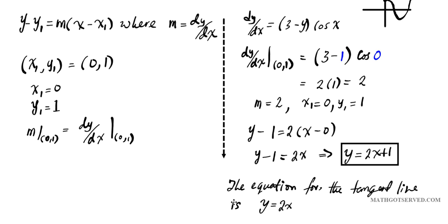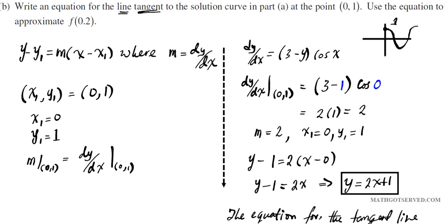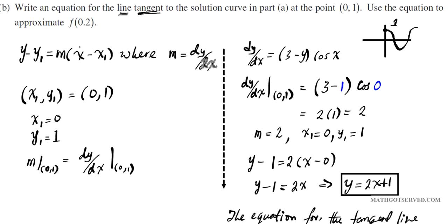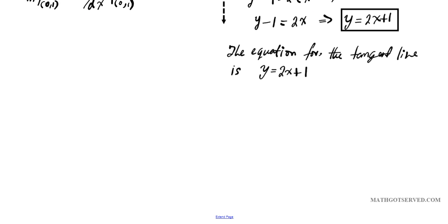So you basically get 1 point for this part, okay? Remember, there are 2 parts to this question. Do not forget that. You are to use the equation to approximate f of 0.2. So how do you do that? To approximate f of 0.2, you simply evaluate your tangent line at this input value. So f of 0.2, don't let that confuse you, is the same thing as y evaluated at 0.2.